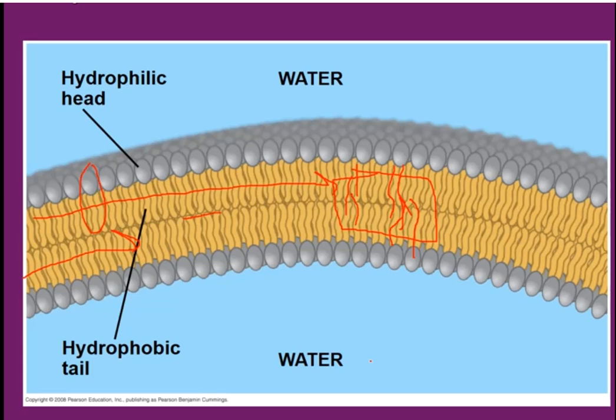So why is this good for a cell? Well, the inside of the cell is cytoplasm, and the cytoplasm is the watery goop or jelly of the cell. I apologize, I do not have my good stylus. So the inside of the cell is the watery cytoplasm. The outside of the cell is watery.